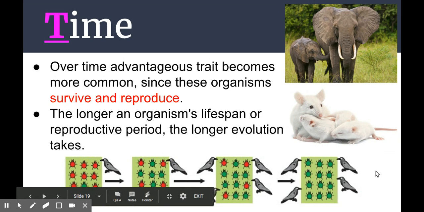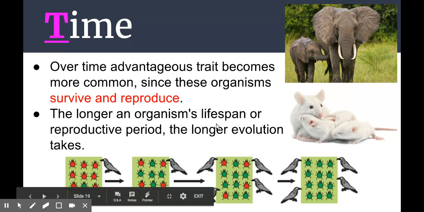The example with our bugs would be if the ones that are resistant are the only ones to survive every time farmers treat their fields with insecticides, they're the only ones that are surviving to reproduce. So over time, we expect that more and more of the population is going to end up with that trait.